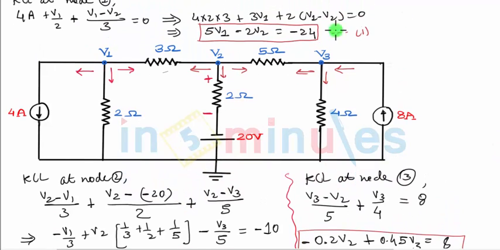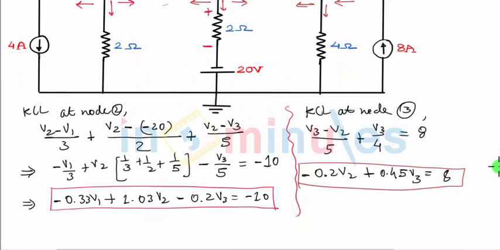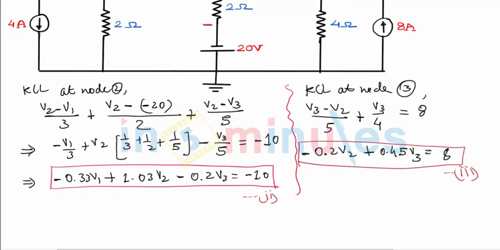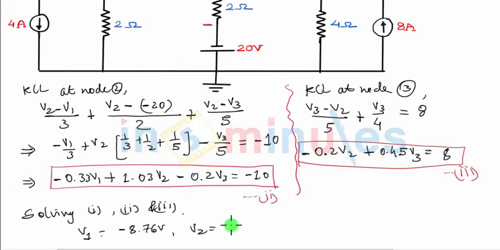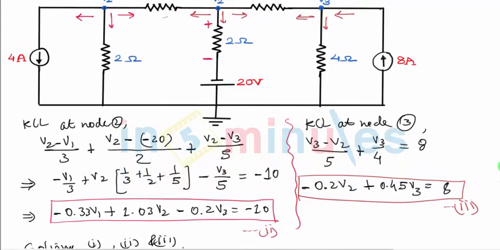We've got the first equation already in the form of V1, V2. This is my second equation, and this is my third equation. If I solve all 3 equations simultaneously, so let's write solving 1, 2 and 3, we will get the values of V1, V2 and V3. So V1 will be minus 8.76 volts, V2 will be minus 9.92 volts, and V3 will be 13.37 volts. So those are my values for V1, V2 and V3.